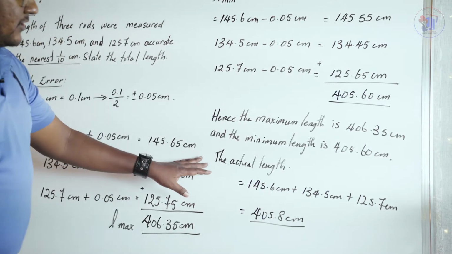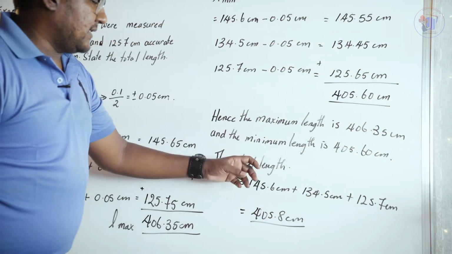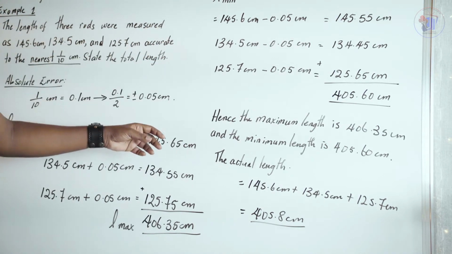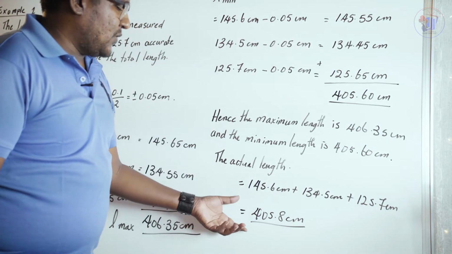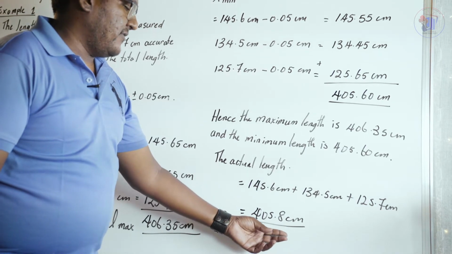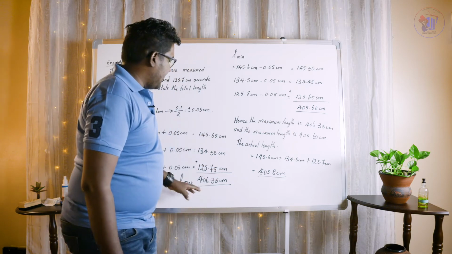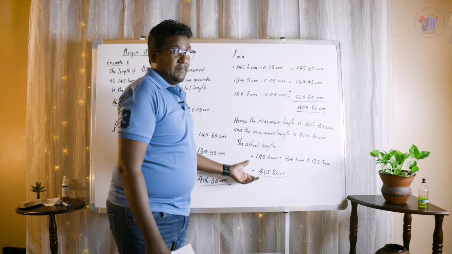And if we look here, we have the actual length. That is going to be the lengths that the person is going to purchase. The actual lengths, if we add them up, would have been 405.8 cm. So if you look at the minimum and the maximum length, you would see that this falls in the middle.